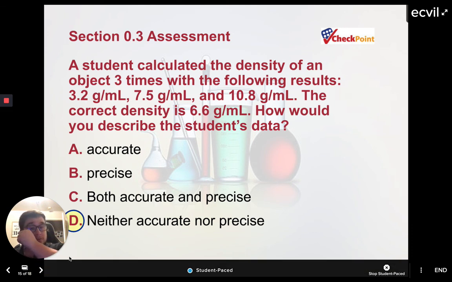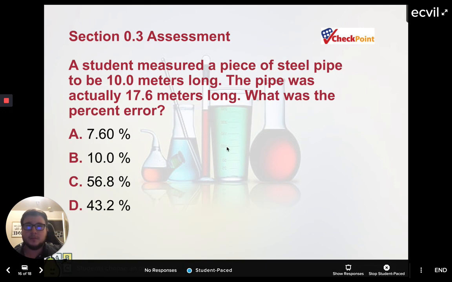Okay, so if you said D, neither accurate nor precise, awesome job. Obviously these are all over the place, so not precise. And if you take the average, you're going to get something that's pretty significantly off from 6.6. So take the average, you're not going to be accurate either. Okay, next question. Go ahead and do the percent error here. So finish this problem, and then pause whenever you're done, come back, and I'll show you the right answer on the next slide.